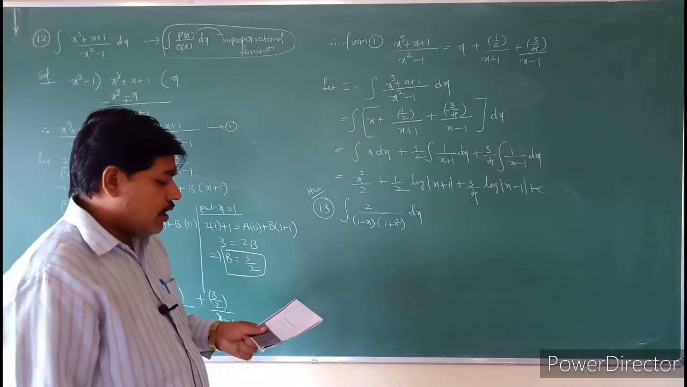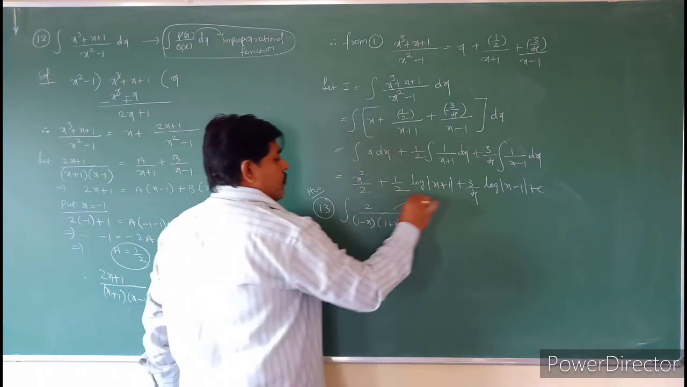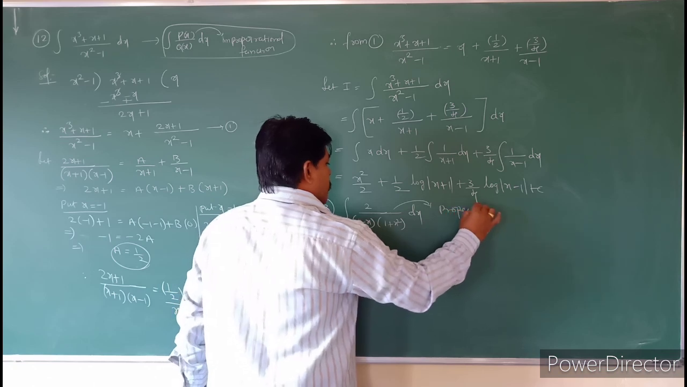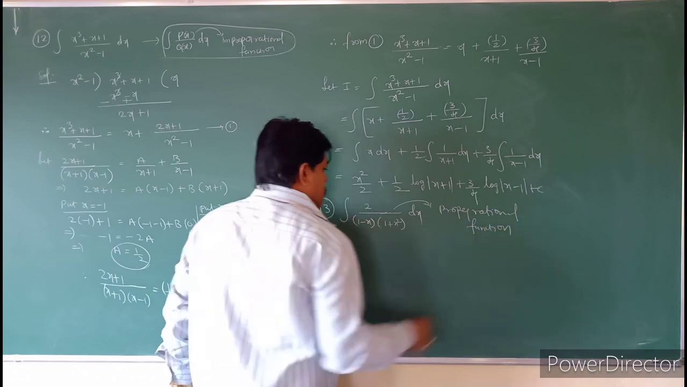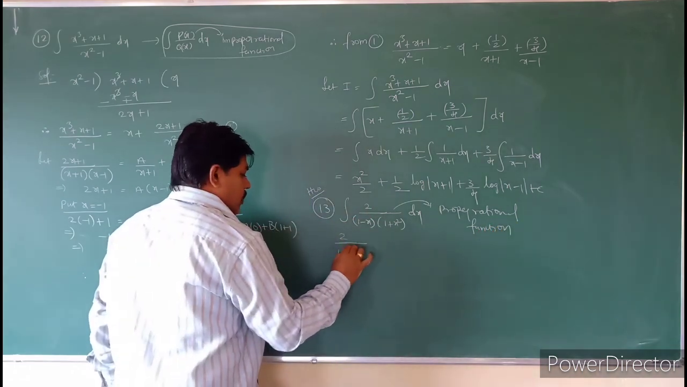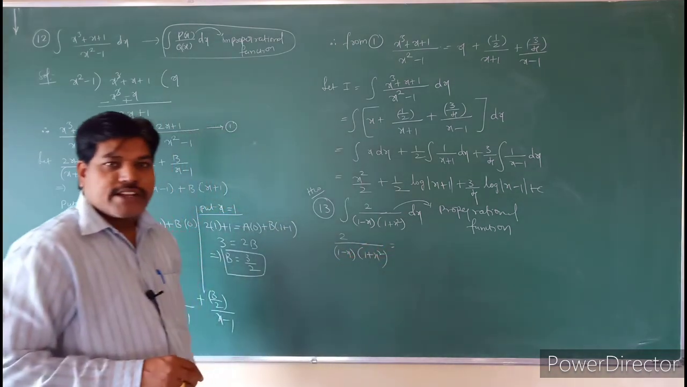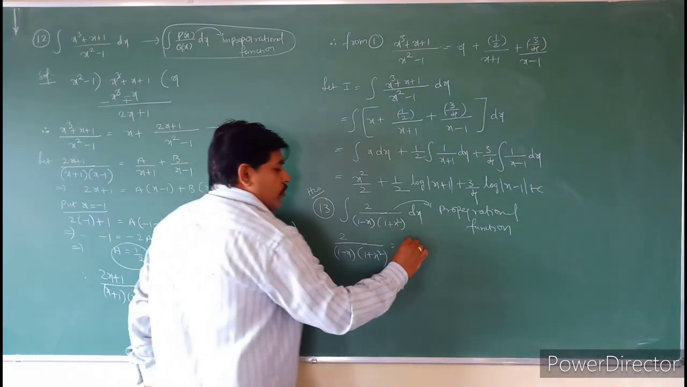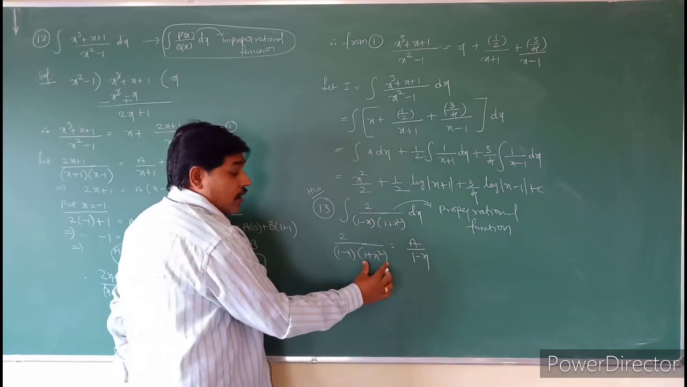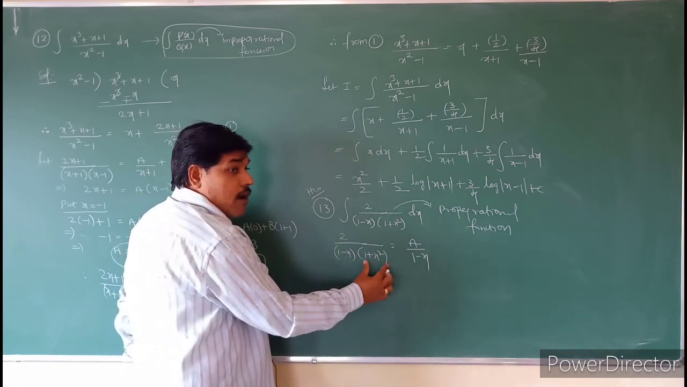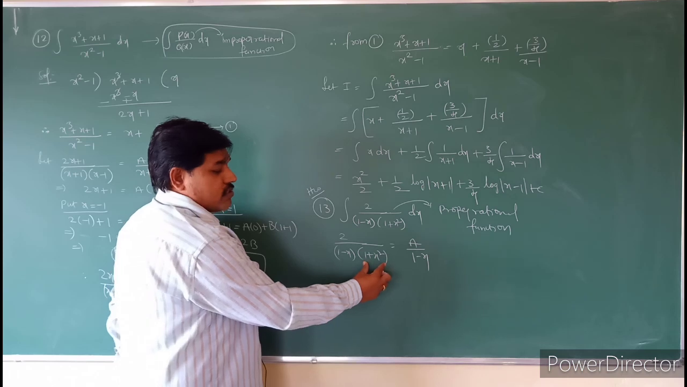So the integral of 2 by (1 minus x) into (1 plus x square) dx. It is a proper fraction, a proper rational function. So first we have to take this value 2 by (1 minus x) into (1 plus x square). How to take the partial fraction, students? For a linear term you will get A by 1 minus x. For the quadratic, 1 plus x square, we cannot reduce it into factors, so it is non-reducible.